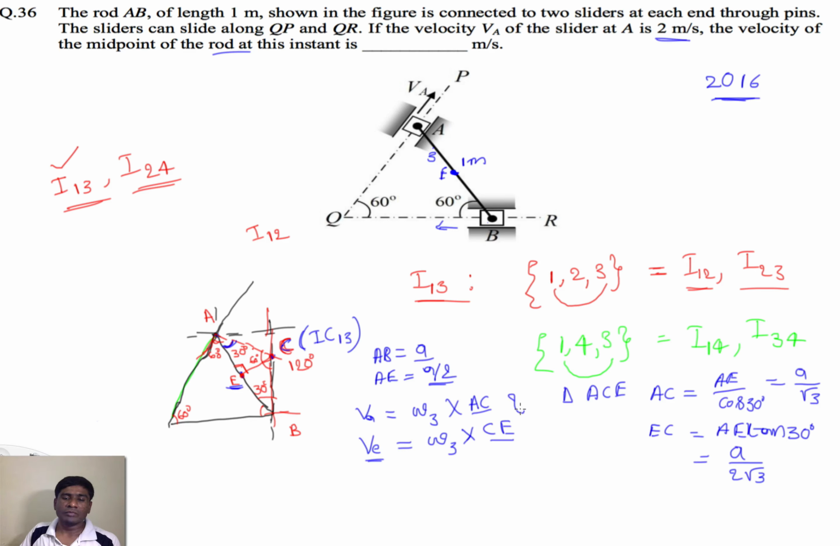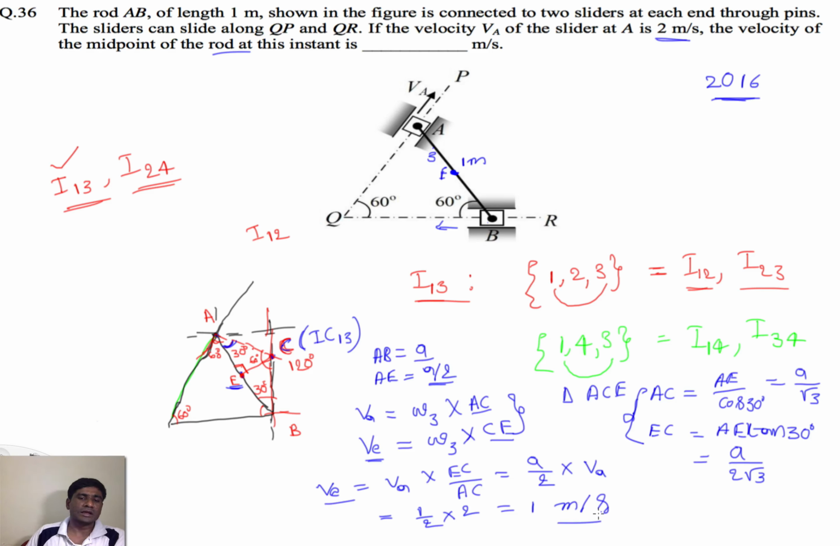From these two equations, I can write VE equals VA, with omega 3 getting cancelled, into EC by AC. And from these equations, EC by AC equals 1 by 2. What is 1 by 2 into VA? What is a? a equals 1 meter. So 1 by 2 into VA, which is 2 meters per second. So this is 1 meter per second. So the velocity VE equals 1 meter per second.